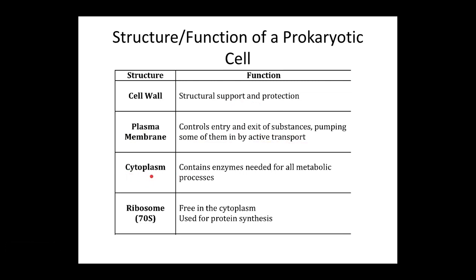Prokaryotic cells also contain cytoplasm throughout their entire cell, and it contains enzymes that are needed for all metabolic processes in cells, for cellular respiration and other reactions. Prokaryotic cells also contain ribosomes. However, the distinction between eukaryotic cells is that prokaryotic cells contain 70S ribosomes, not 80S. And all ribosomes in prokaryotic cells are free in the cytoplasm, and they're used for protein synthesis.